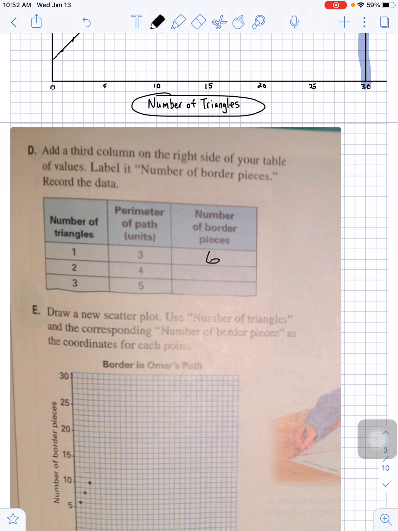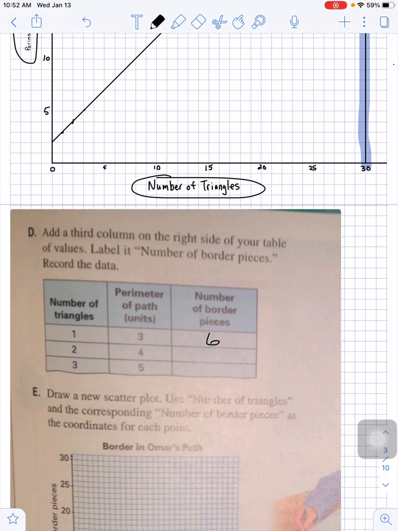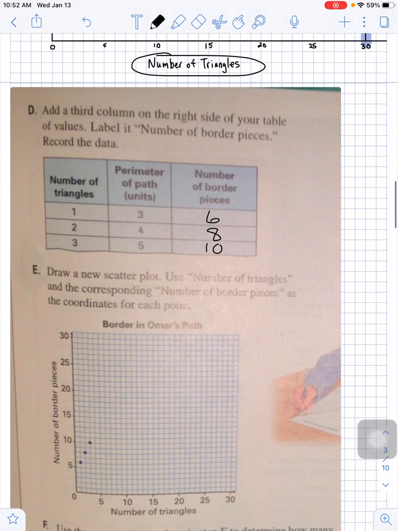And if I go up here for 4 perimeter path units, well, every perimeter path unit has 2 border pieces to it. So that's going to be 2 times 4, which would be 8. This will be 2 times 5, which will be 10. So my pattern here is start at 6 and increase by 2 each time. For grade 8, that would be 2n plus 4, which would give us our algebraic expression.